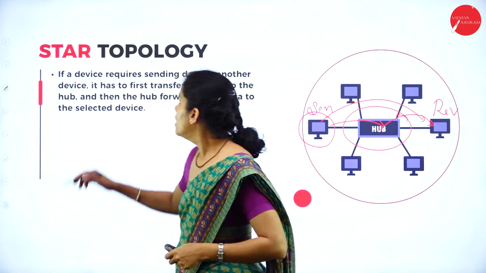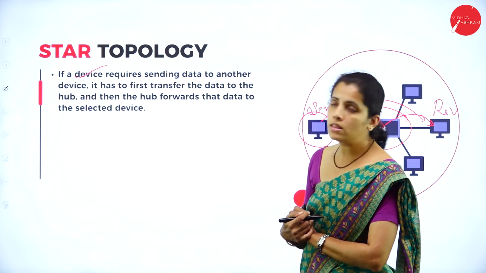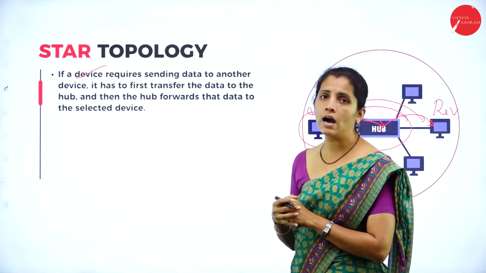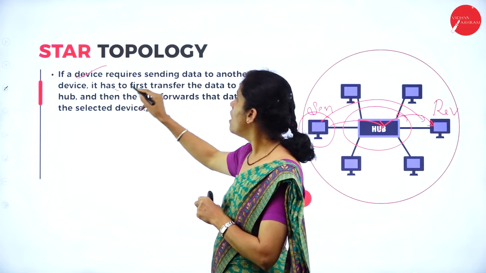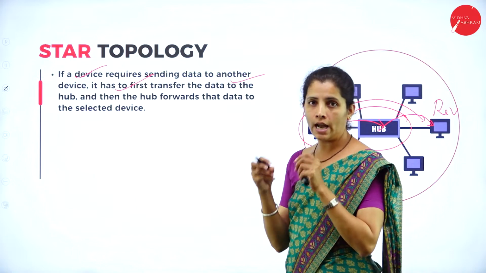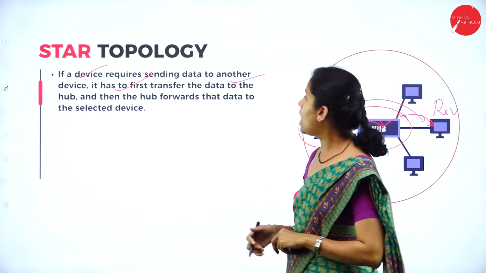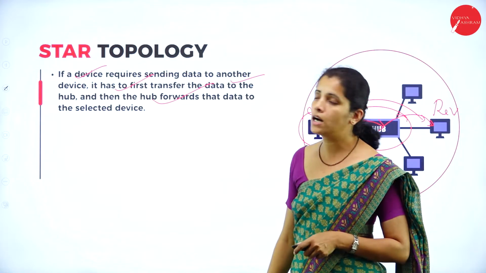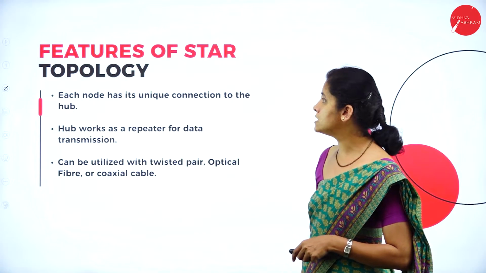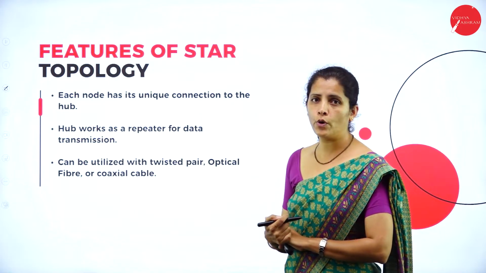So, here if one device wants to send data to another device, it has to first transfer the data to the hub, then the hub forwards the data to the selected destination device. Now let me discuss the features of star topology.